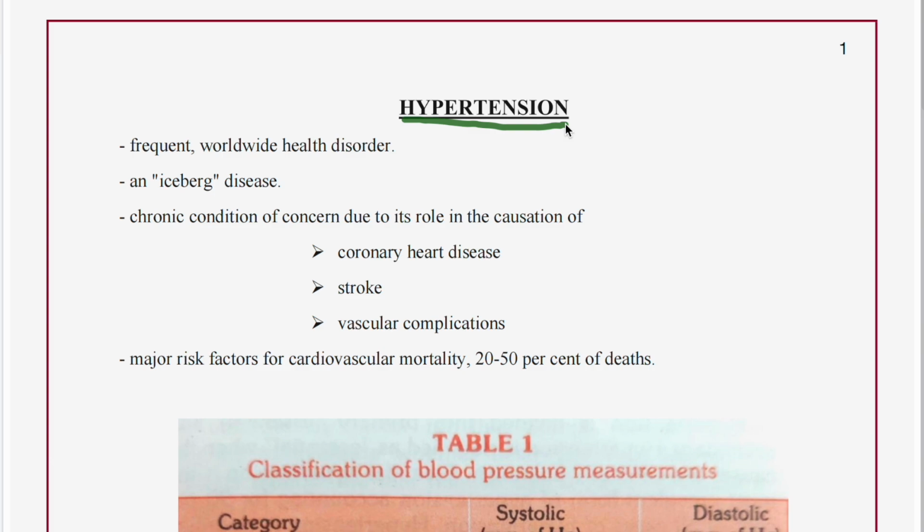So as we all know, hypertension is a non-communicable disease. It is a frequent worldwide health disorder and considered as an iceberg disease. Hypertension is a chronic condition of concern due to its role in the causation of coronary heart disease, stroke, and other vascular complications. Another importance is it is one of the major risk factors for cardiovascular mortality, which accounts for about 20 to 50% of all deaths.